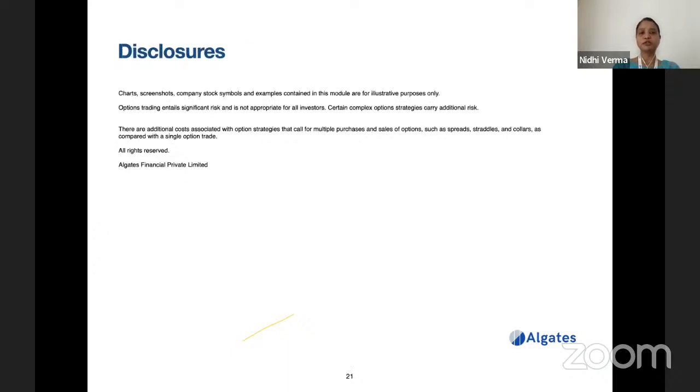So these are some of the disclosures. Option trading entails significant risk and is not appropriate for all investors. Certain complex option strategies carry additional risk, and whatever charts or screenshots were there, they were for illustrative purpose only. And if you are doing multiple purchases based on a strategy, then there will be extra cost. You should be aware of all those things as an option trader.